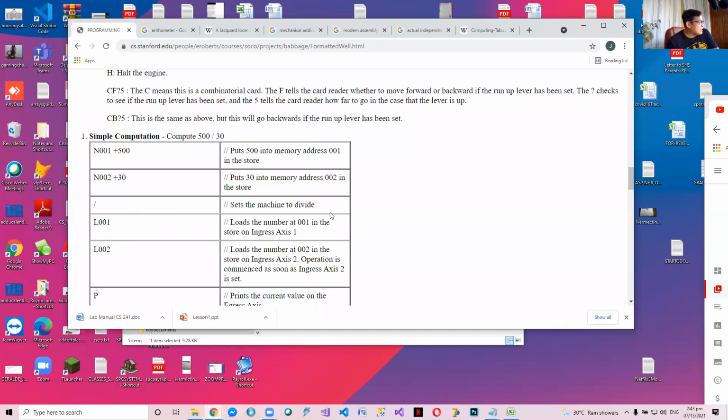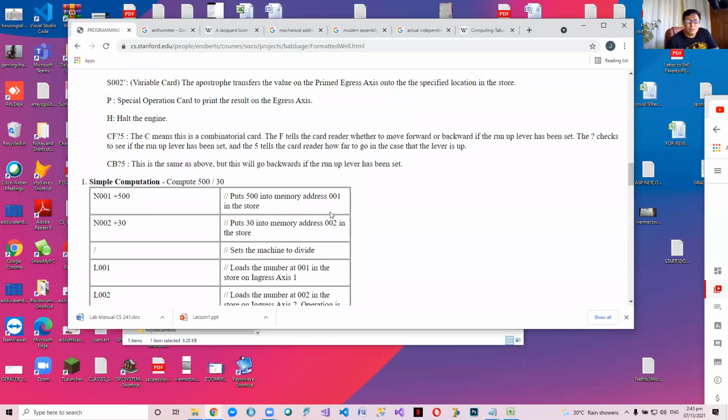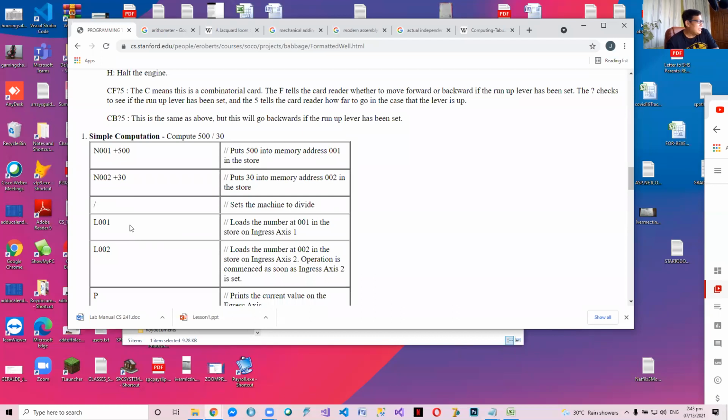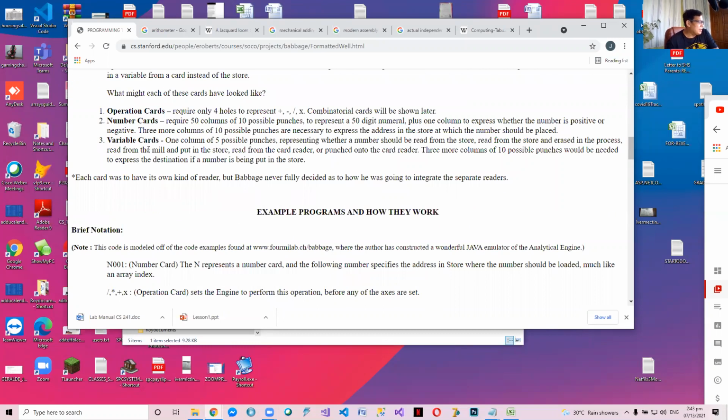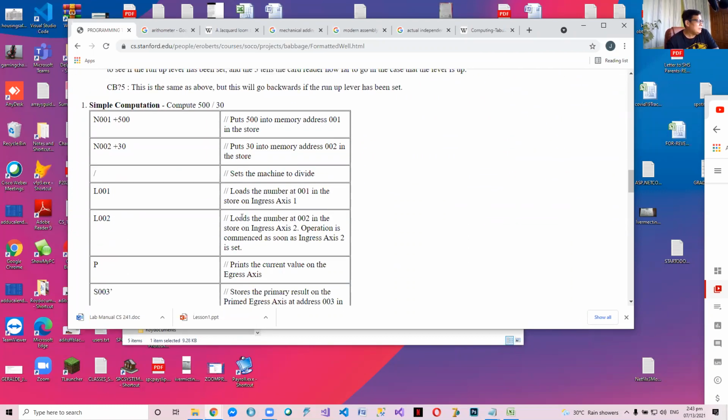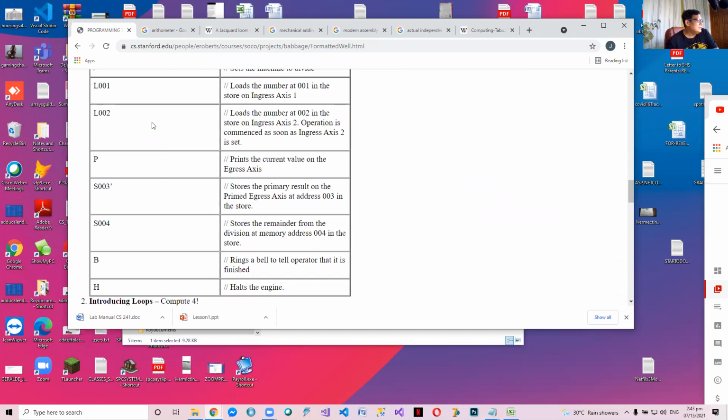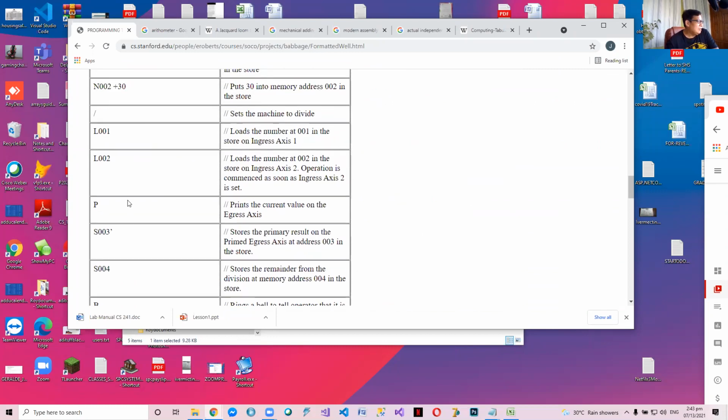Divide. Divide is an operation card, which tells the machine to do a divide. And then you'll have L001. L is a variable card, which means load a value. So, remember, we have operation, number, and variable cards. Okay. So load is a variable card which will load a value.